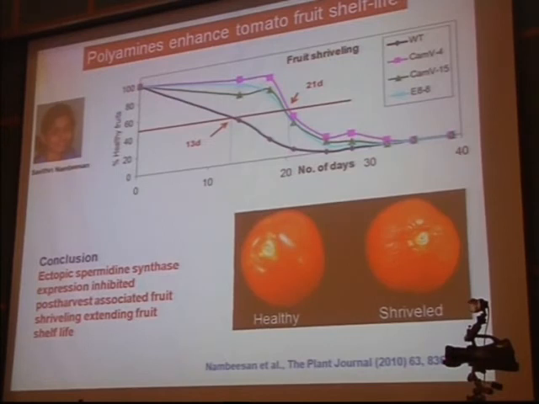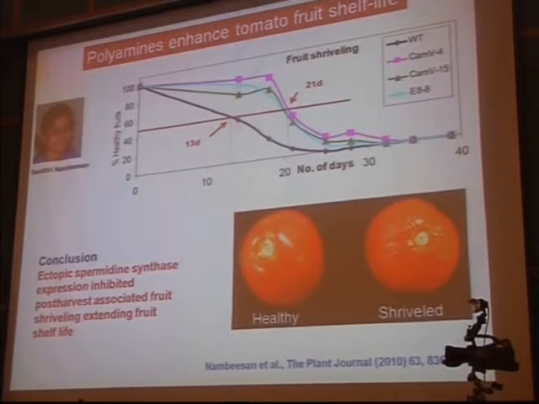But again, there are profound effects on the shelf life of fruits. What we found is that these fruits, which normally shrivel because of post-harvest storage, had the shriveling much reduced. And you can see the tomato fruit shriveling time increased by 8 days more. So you have a longer shelf life, and you can sell the fruit over long distances.